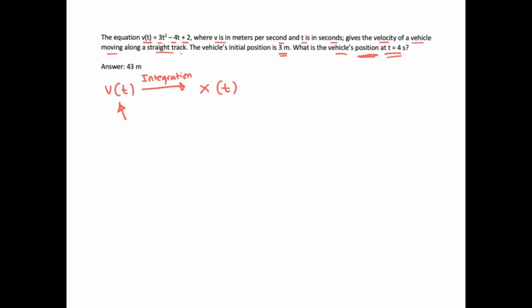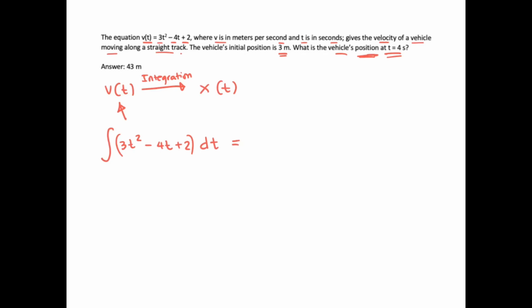Okay, so to write that, we will have the integral of our velocity function. So that's going to be 3t squared minus 4t plus 2. And again, do not forget to write our differential, the differential which defines the variable to which our function is being integrated.